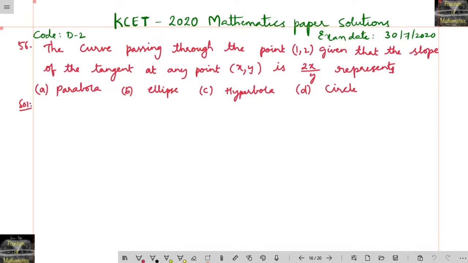Hello students, let's continue KSET 2020 Mathematics 56th question. The curve passing through the point 1, 2, given that the slope of the tangent at any point x, y is 2x upon y, represents among the following: either parabola, ellipse, hyperbola, or circle.